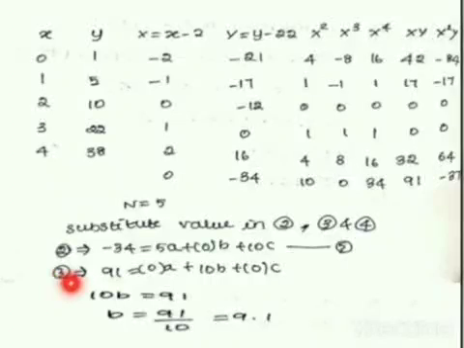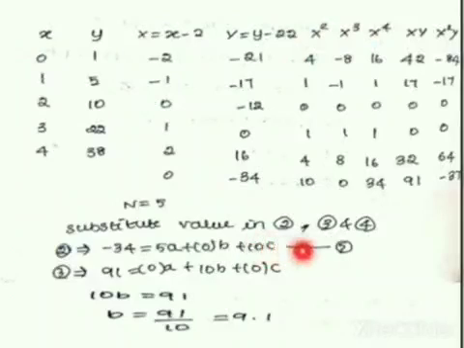Next, equation 3 implies, if you substitute all the values in equation 3, you will get 91 is equal to 0a plus 10b plus 0c. If you solve this equation, the a value and c value will be 0. So you will get only 10b is equal to 91, so b is equal to 91 by 10, which is 9.1. So we got the value of b. Now equation 4 implies minus 37 is equal to 10a plus 0b plus 34c. So we get minus 37 is equal to 10a plus 34c, which is our equation number 6. Now we are going to solve equations 5 and 6.